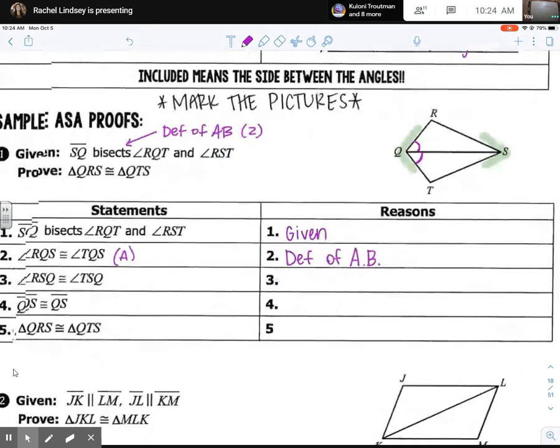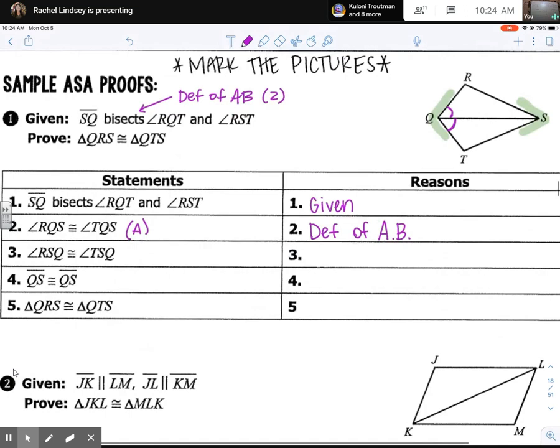Then my next statement says angle RSQ is congruent to angle TSQ. Right now, I'm really just using my statements to mark my picture. I'm not even really having to think about what the reason is. Given, yes, because I'm already given these statements, then I can use them to mark my picture. But how would I know those two angles are congruent? Definition of angle bisector.